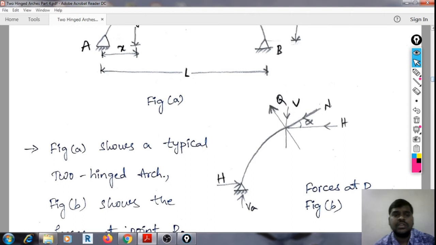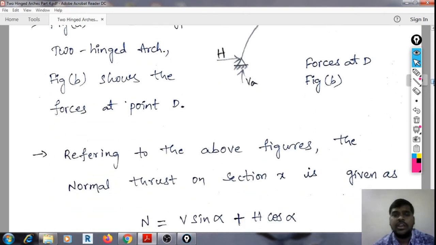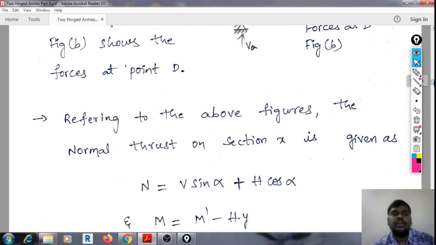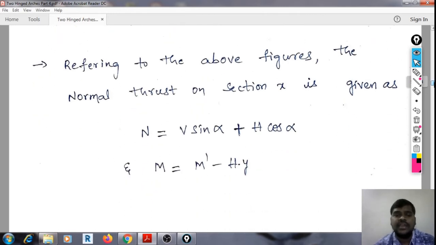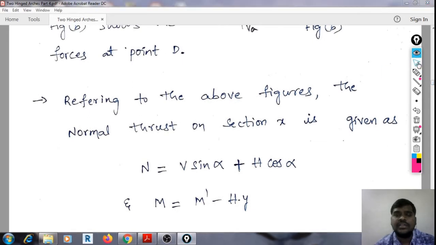Figure A shows a typical two hinged arch. Figure B shows the forces at point D. So referring to the above figures, the normal thrust is given as N is equal to V sin alpha plus H cos alpha. This is already studied previously. And we know M is equal to M dash minus H into Y. M is the total arch moment and M dash is the beam moment, and H into Y is nothing but the horizontal force into the vertical distance, that is horizontal thrust.